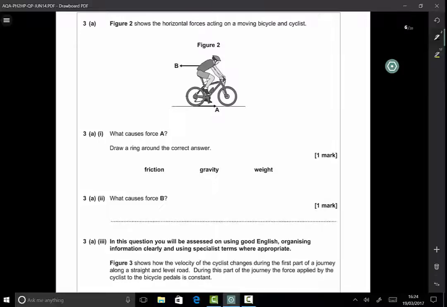Okay, moving on. It's a bicycle. It's horizontal forces acting on a moving bicycle and cyclist. What causes force A? So force A is acting horizontally, it's acting between the wheel and the road. That means it's got to be friction. Okay, so what causes force B? That's acting backwards on the rider, so it's going to be air resistance.